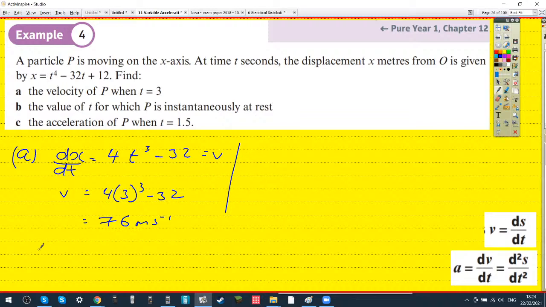How about B? Is that now just me doing 0 equals the differentiation? Yep. And so that will be.